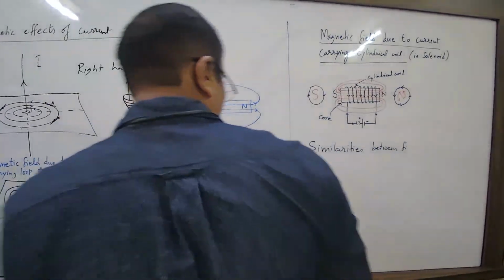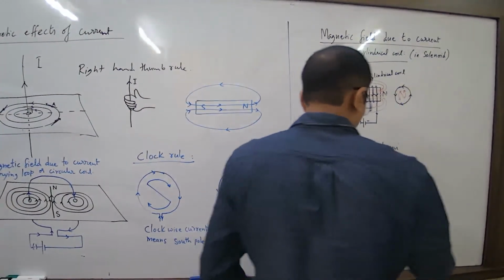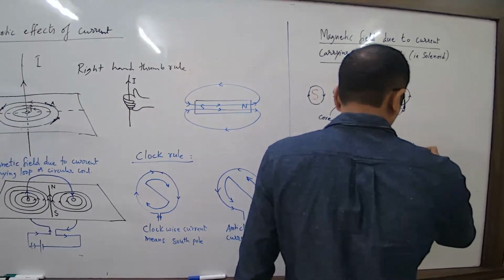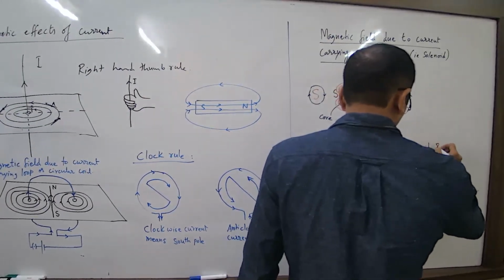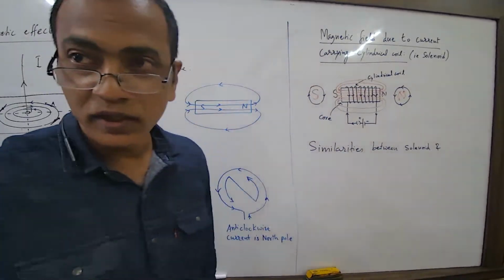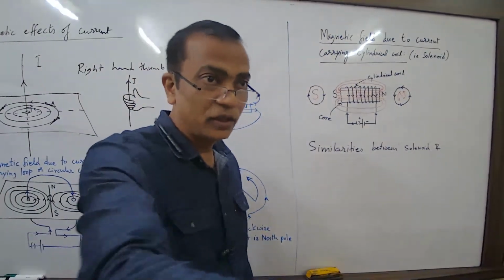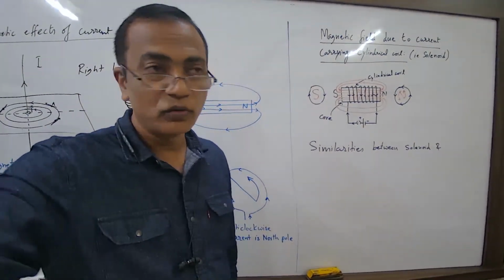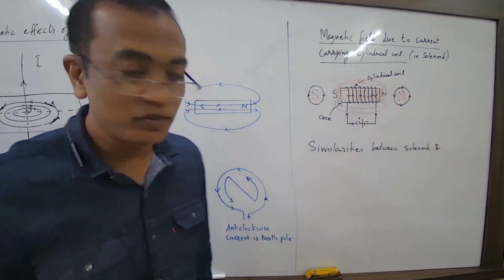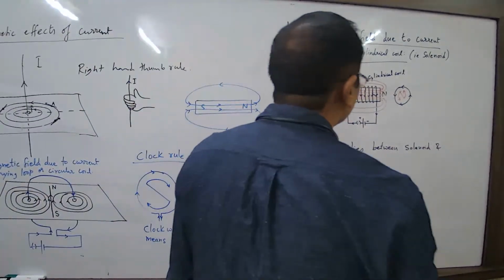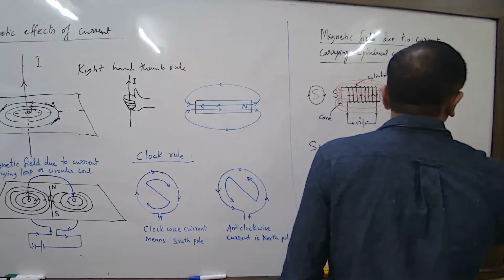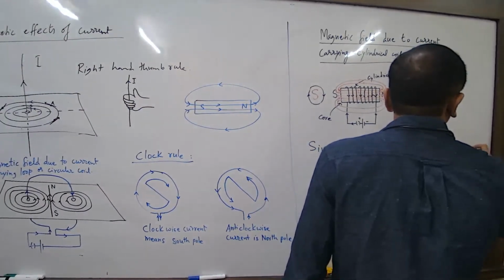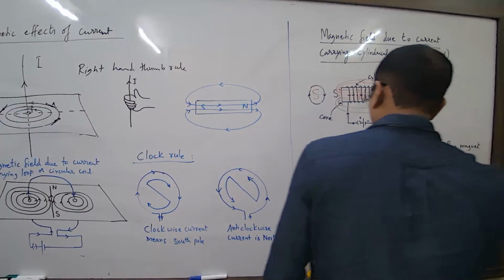Solenoid and bar magnet. So all the boys get together, all the girls in two groups. A group of 4 and 3. So quickly send it to the girls also. Similarities between solenoid and bar magnet. So first verify that.